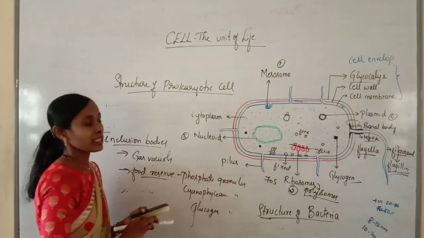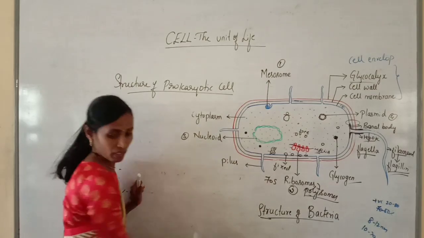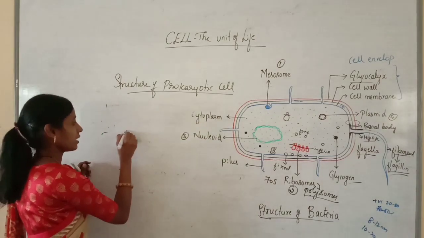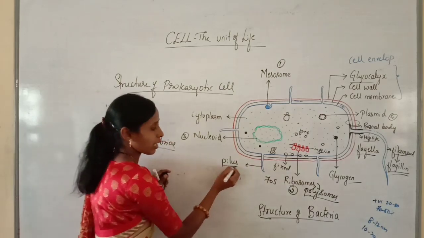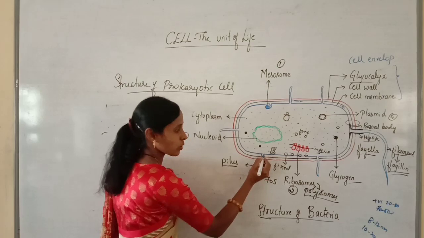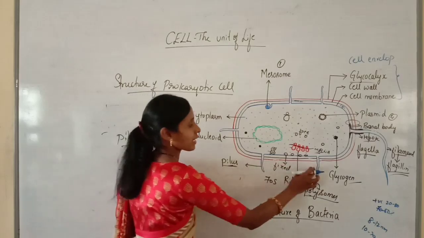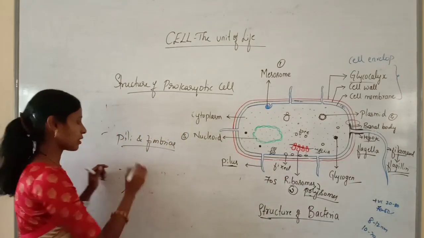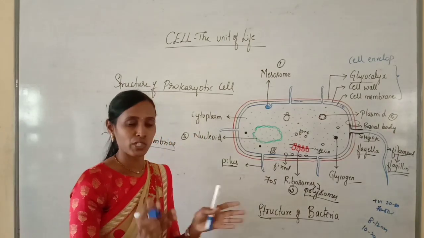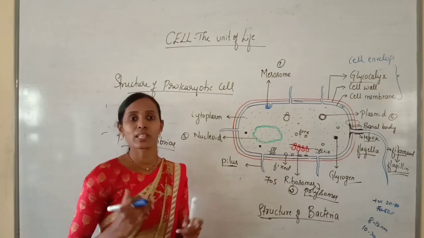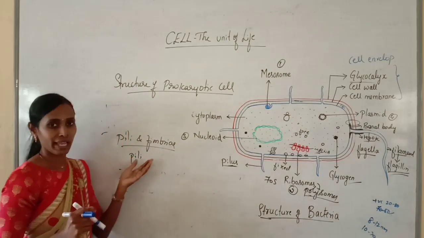Next, we come to the pili and fimbriae. So next is pili and fimbriae. Here you can see a pilus. This is a membranous tubular outgrowth from the plasma membrane. A single one is called, in singular, a pilus, and many are called pili. So first we will discuss what is pili. In addition to flagella, we can observe many membranous outgrowths from the plasma membrane, and they do not take part in locomotion. They are mainly pili and fimbriae.